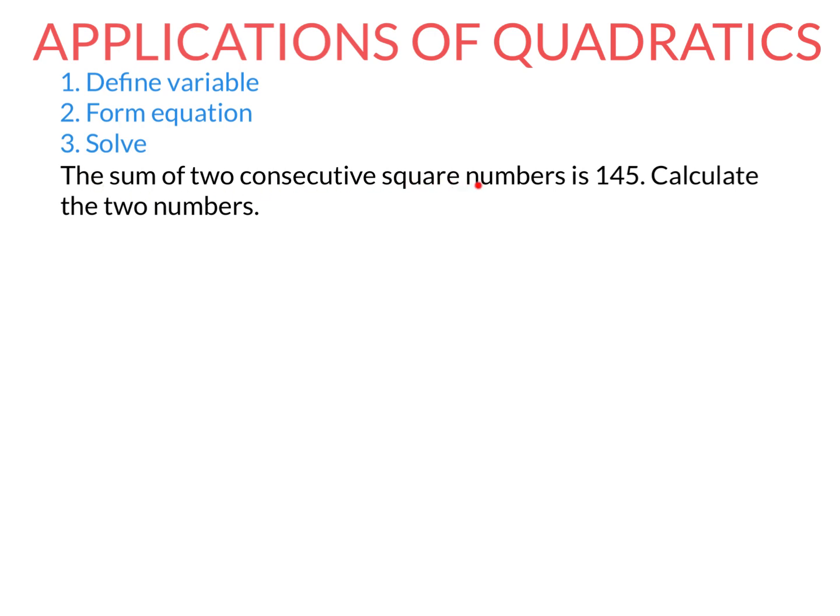Sum of two consecutive square numbers is 145. Calculate the two numbers. So what I'm going to do is let the two square numbers be x squared, so that will be the smaller one. And then consecutive means one after the other. The next square number will be x plus 1 squared. So if I let these two be the numbers, I've defined the variable.